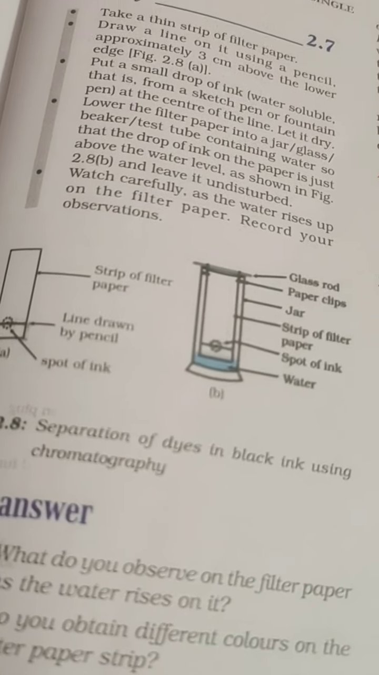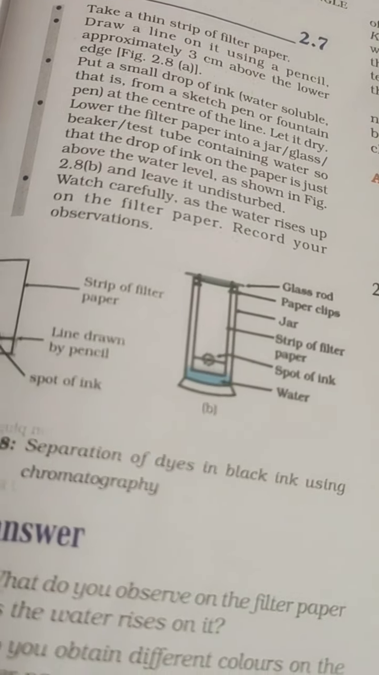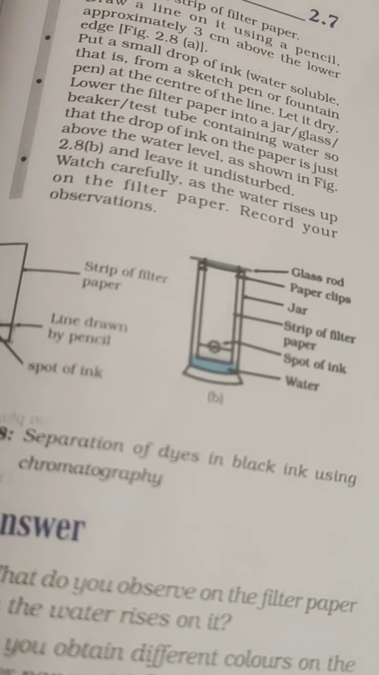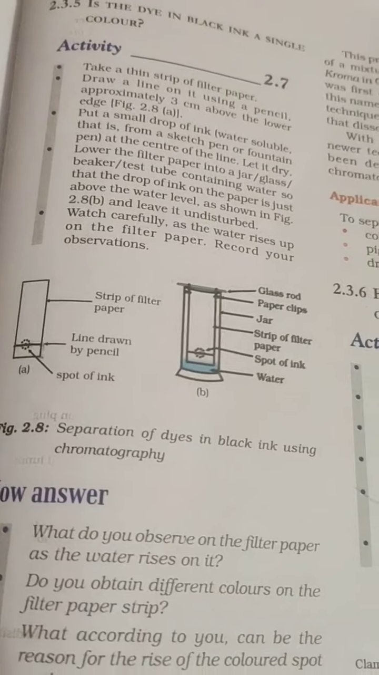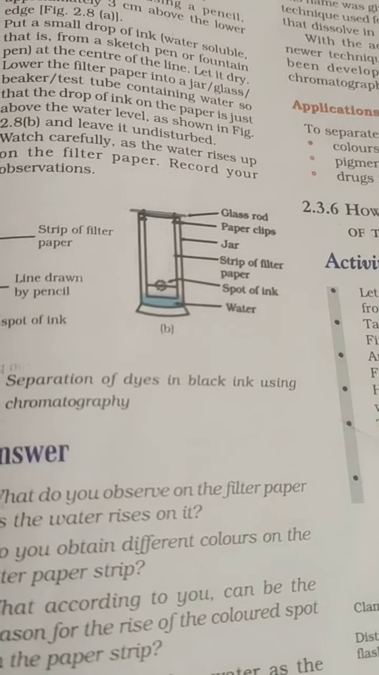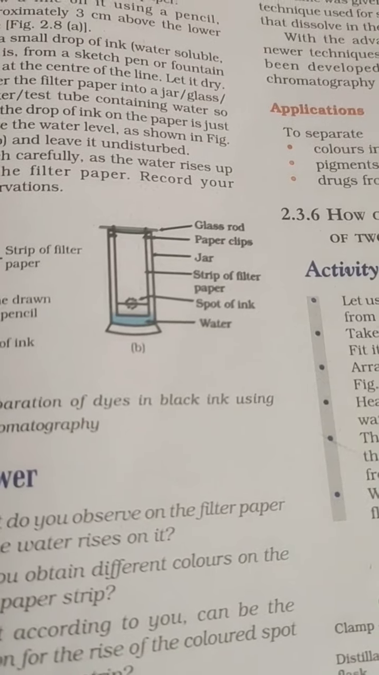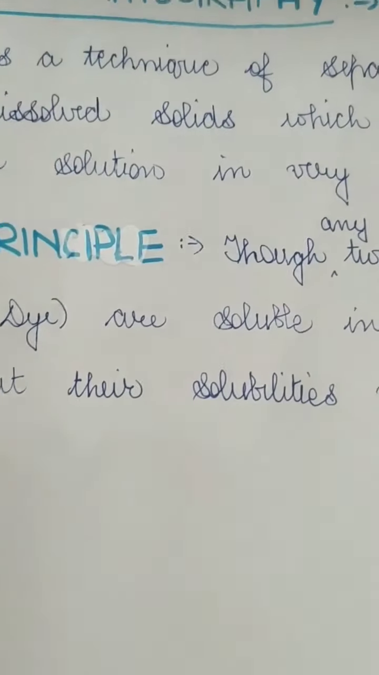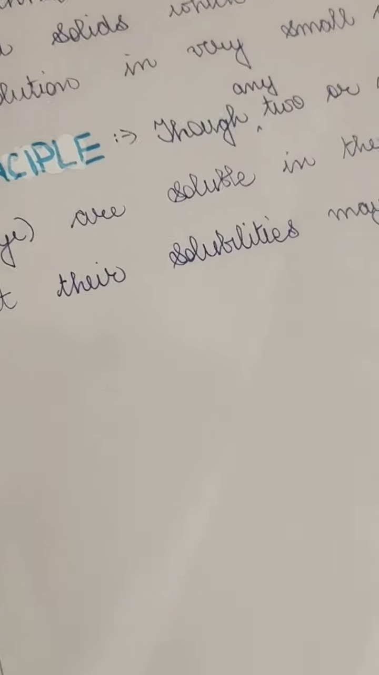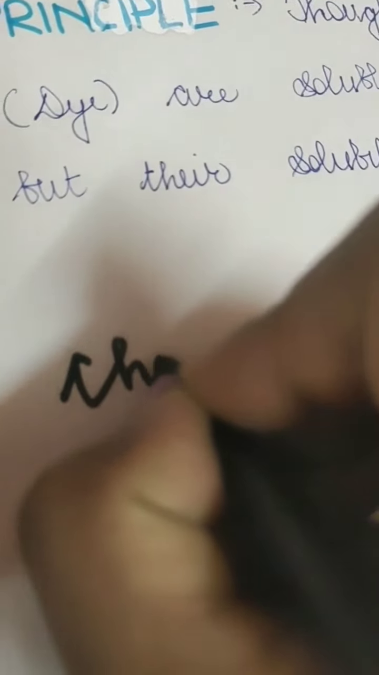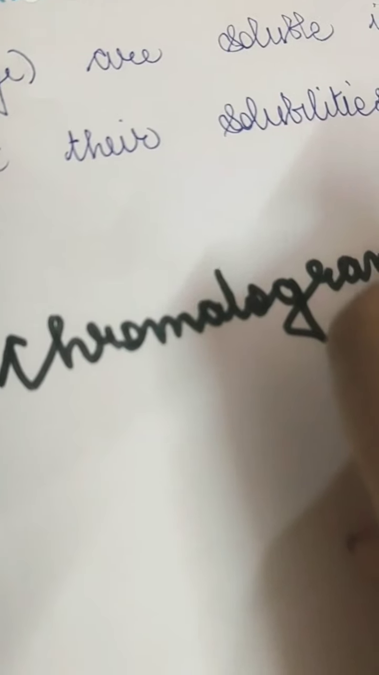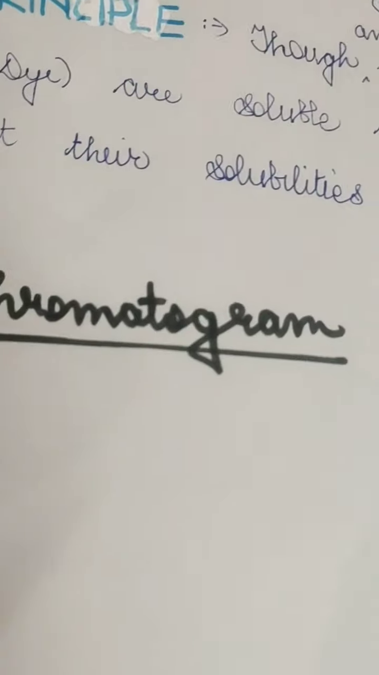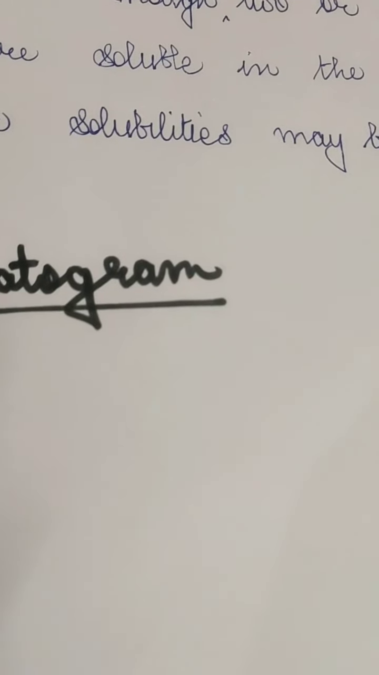Now chromatography is a technique to separate two or more dissolved solids which are present in a solution in a very small quantity. And chromatogram, I must write here, is that paper which separates the different spots. So chromatogram is the paper in which there are different color spots. Chromatogram. Okay, so chromatogram is the paper with the separated color spots.